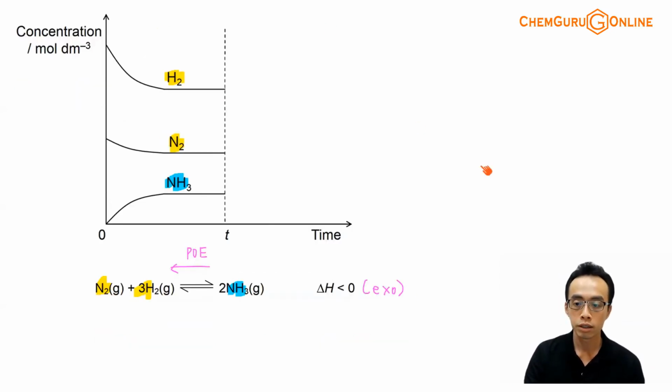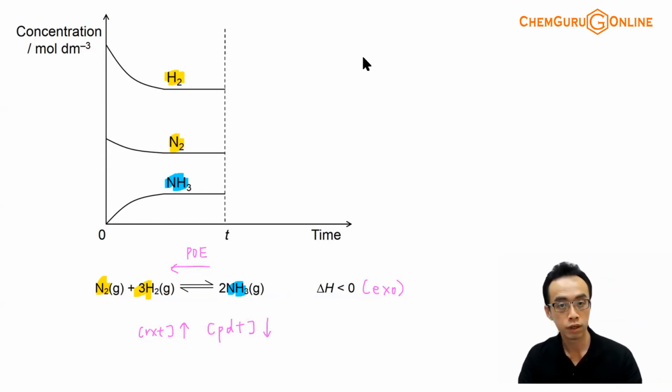What we will expect is the concentration of my reactant will increase. I'm forming more reactant. The concentration of my product will decrease when the position of equilibrium is shifting towards the left hand side. I'll expect to form more reactants, and I'll have less product.